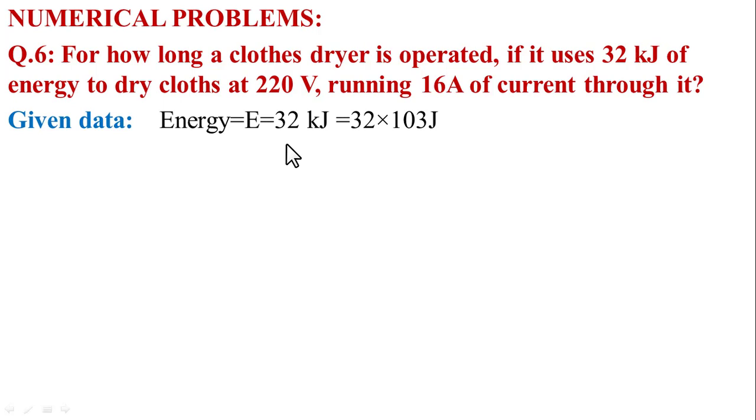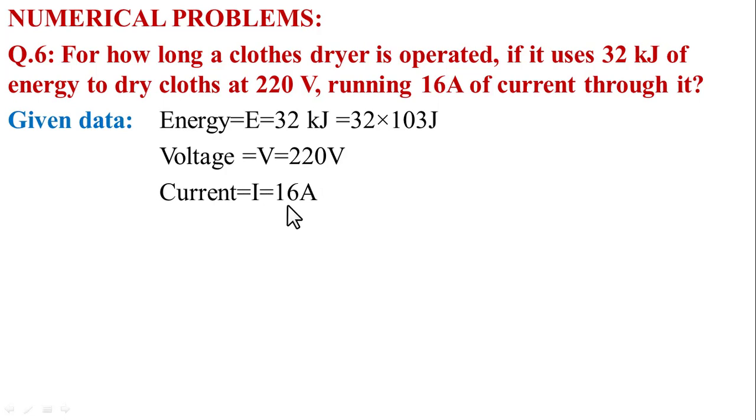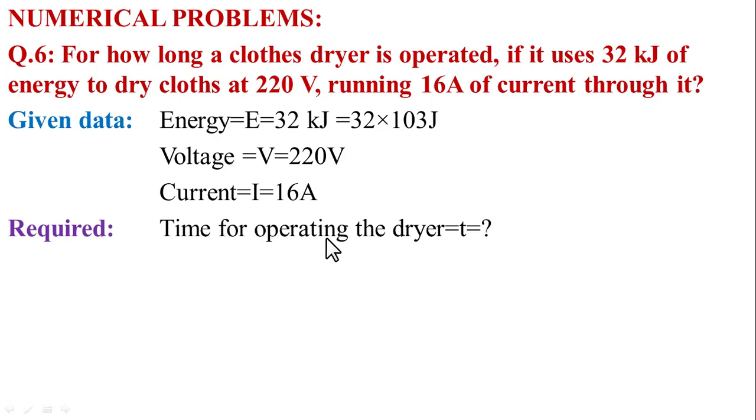Energy E is equal to 30 kilojoule, that is equal to 32 multiplied by 10 raised to power 3. Here, this value is 10 raised to power 3 because 1 kilo is equal to 10 raised to power 3 joule. Now, voltage V is equal to 220 volt and current I is equal to 16 ampere. Then required time for operating the dryer, T is equal to question mark.